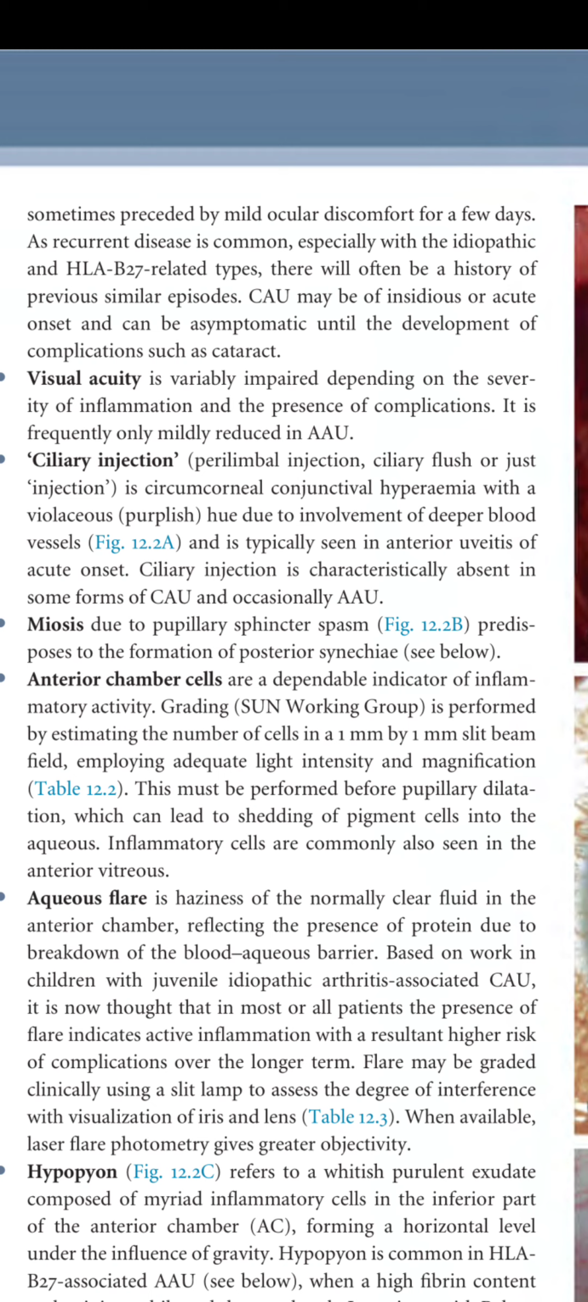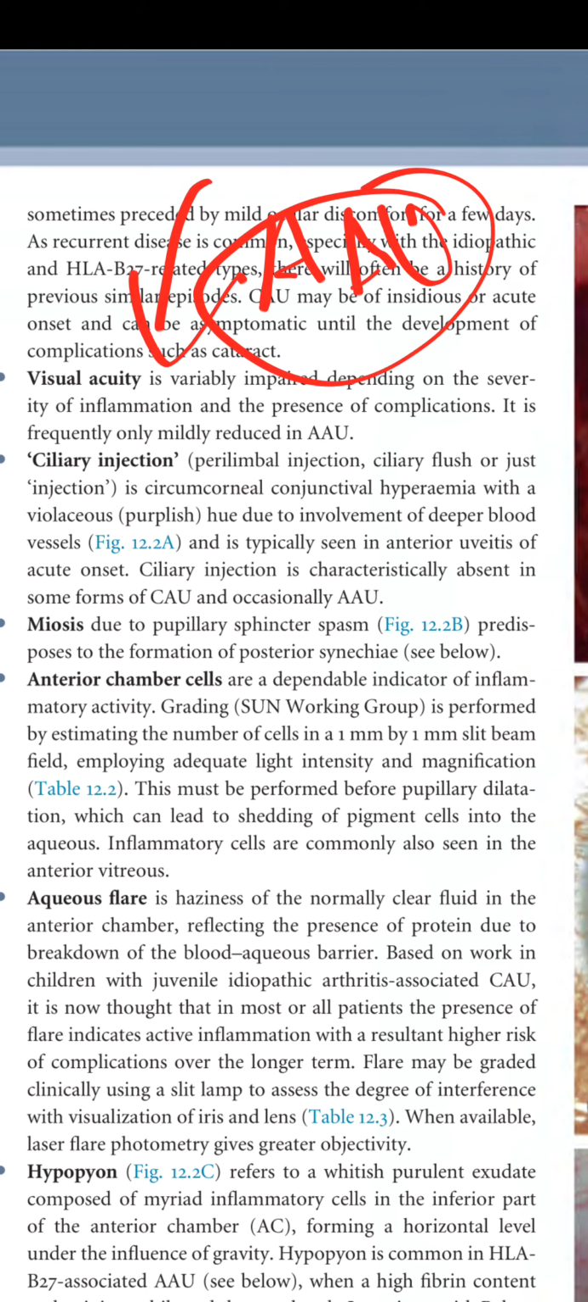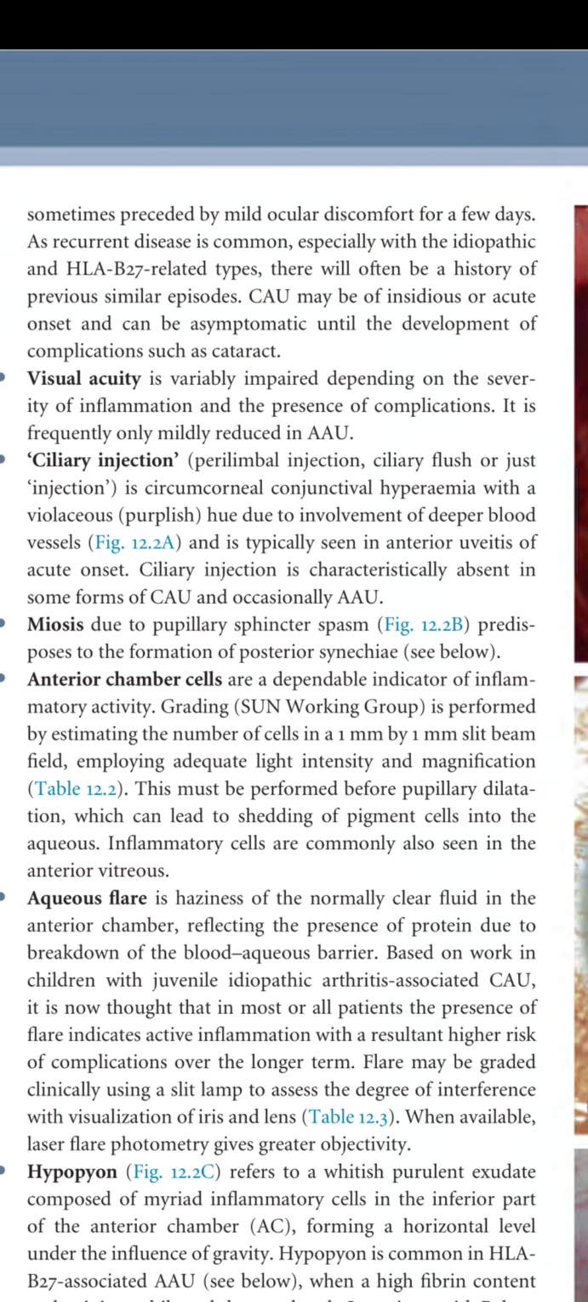Chronic anterior uveitis may be of insidious or acute onset and can be asymptomatic until the development of complications such as cataract. Visual acuity is variably impaired depending on the severity of inflammation and the presence of complications. It is frequently only mildly reduced in acute anterior uveitis. So basically, the visual acuity is reduced or impaired. Ciliary injection, very important.